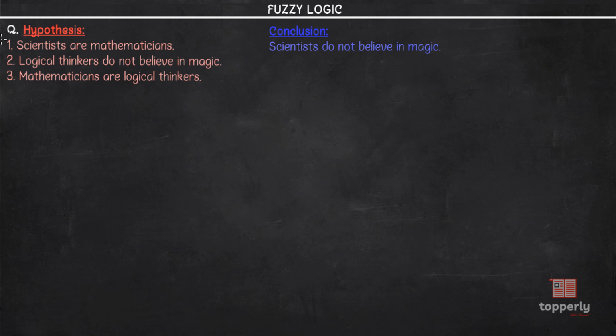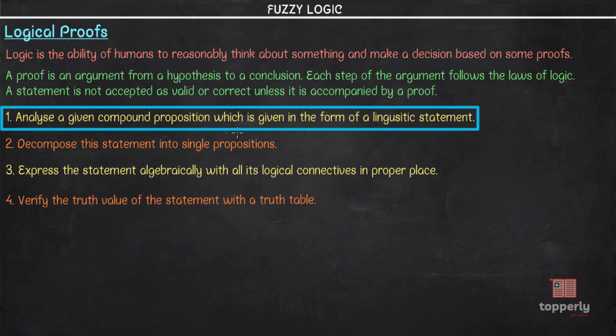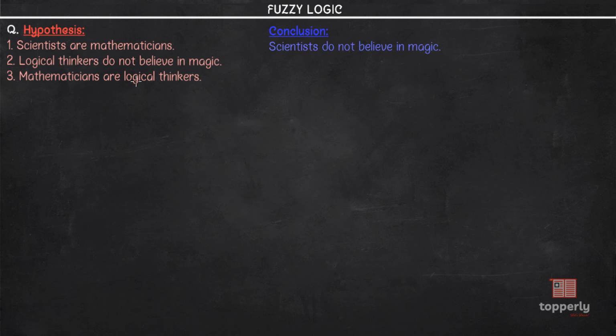In this question, we are provided with a hypothesis and a conclusion. The hypothesis is a combination of three statements: the first being scientists are mathematicians, logical thinkers do not believe in magic, and mathematicians are logical thinkers. In the case of the conclusion, we have scientists do not believe in magic. What we need to prove is that for a given hypothesis and conclusion, the given statement will have a true value. So, according to the steps that I mentioned earlier, we first analyze the given proposition, which is in the form of a linguistic statement. As you can see, these are in the form of a linguistic statement.